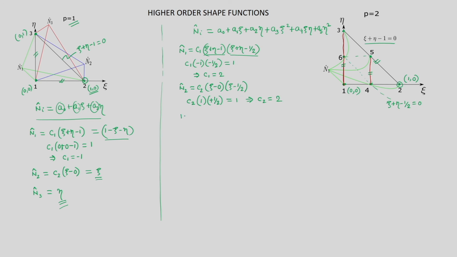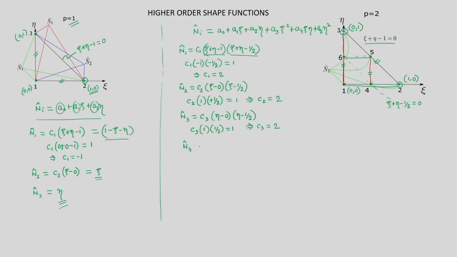Similarly, N3. I can say N3 is C3 into, look at N3, N3 is 1 here and 0 along this edge and along this line. So, C3 into eta and eta minus half, these are the two straight lines. Similarly, if I put the coordinate of node 3, that is 0 comma 1, we get 1 into half is equal to 1. So, that renders C3 as 2.